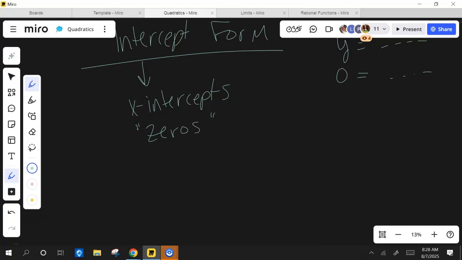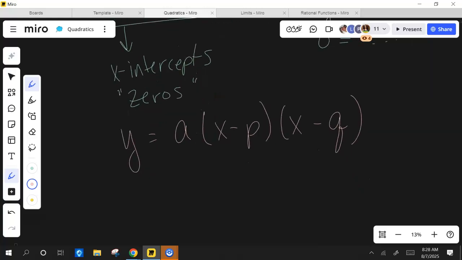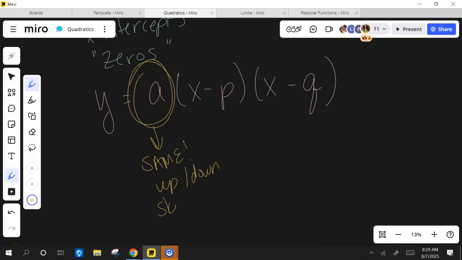Okay, let me give you the equation. y equals, here's this a again, right? But we're glad it's still a because I know what a does, and that helps me to tell what the graph is going to look like, and it still does the exact same thing, but I'm introducing some new variables here. A p and a q. So a, I'm going to go ahead and say same thing. Up, down, skinny, wide.